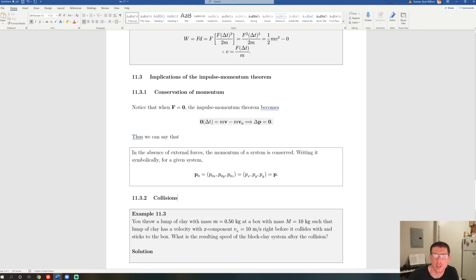And notice how that just fell nicely out of looking at the impulse momentum theorem and saying, well, what if the net force is 0? And that is, the net force on an object is given by the external forces on the object, in case I need to say that. We're probably all comfortable with that idea by now, but anyway. Okay, so that's it for conservation of momentum.